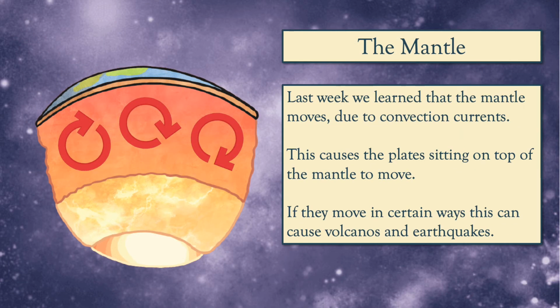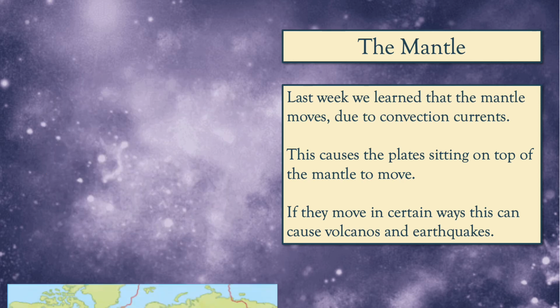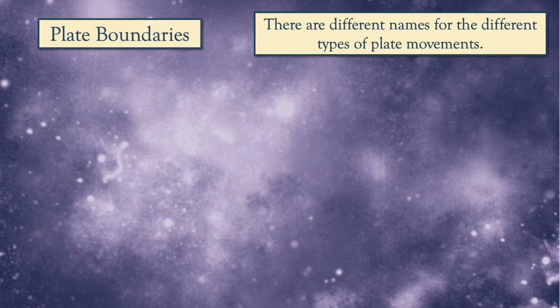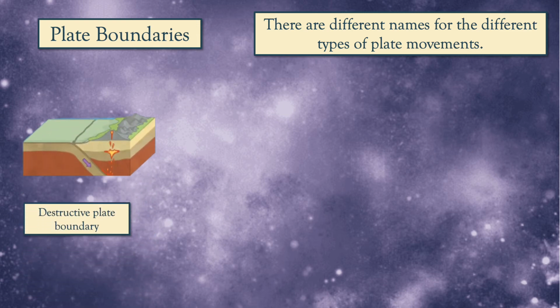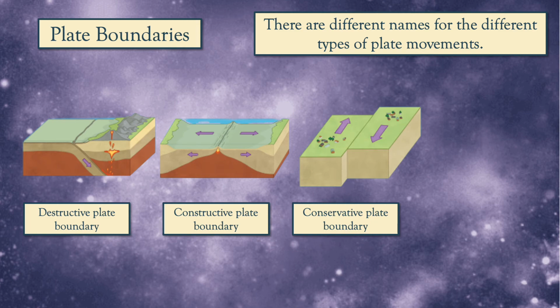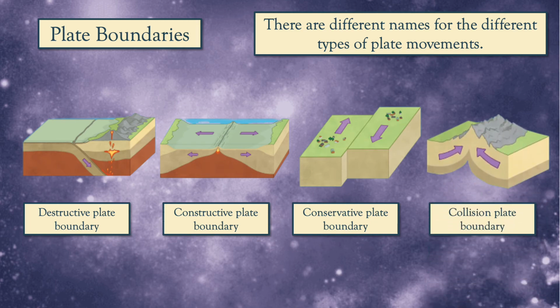Last week we learned that the mantle moves due to convection currents. This causes these tectonic plates floating on the mantle to move. If they move in certain ways, this can cause volcanoes and earthquakes. There are four different types of plate movements that we're going to learn about. The first one is destructive plate boundaries, then constructive plate boundaries, conservative plate boundaries, and collision plate boundaries.